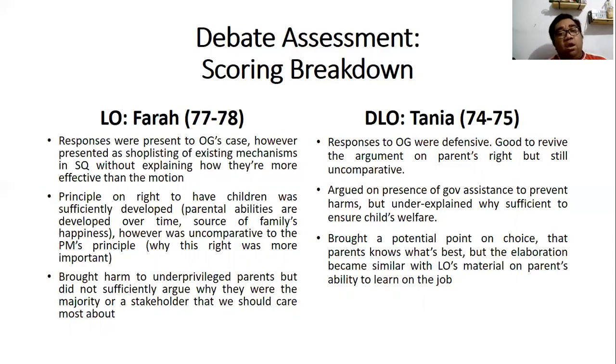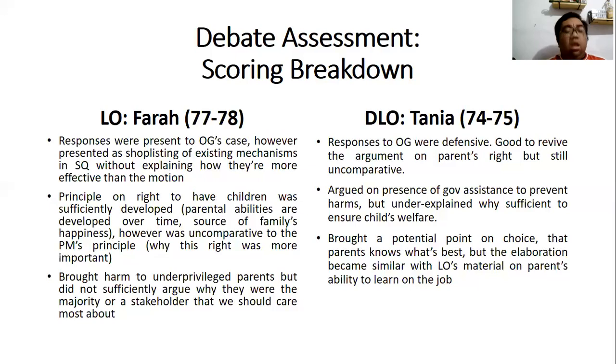However, the reason why we don't think that this speaker can get the above average of the 80s range was that the argument was quite uncomparative, especially to the PM's principle on why the right of parents to have children was far more important than the children's need to be protected by the state from potential abusive parents. And so that's why we felt that this argument could not reach the above average of like 80 scoring range level.